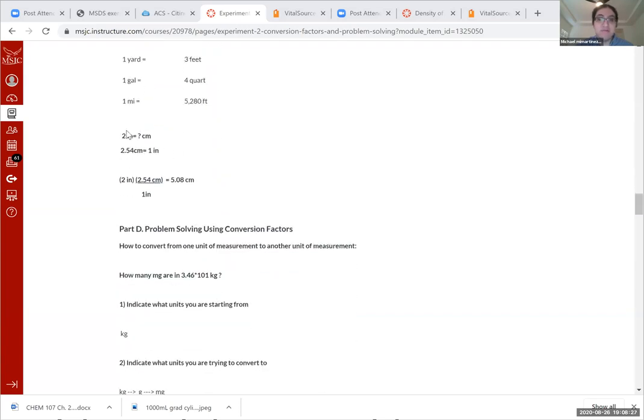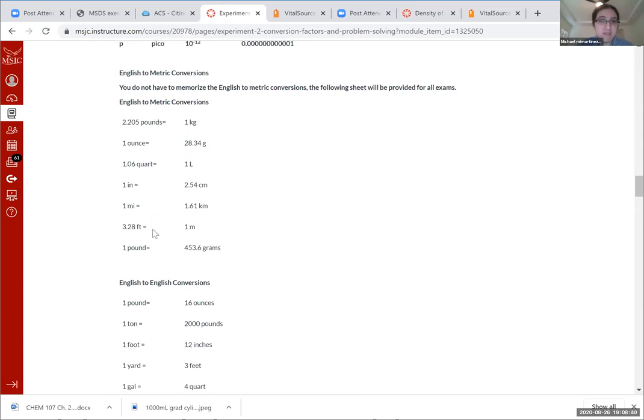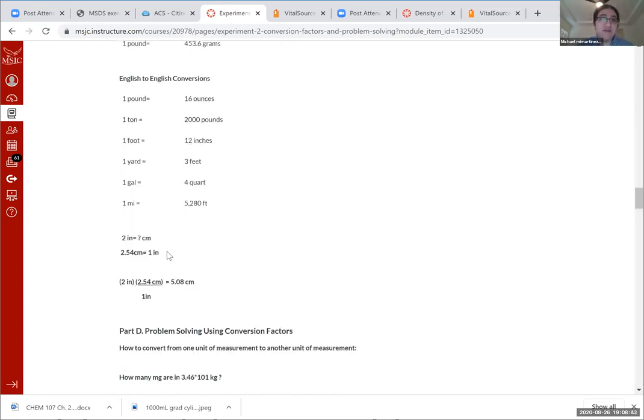To show you an example of how we can apply English to metric conversions, if we wanted to convert inches to centimeters, we know from our table that there are 2.54 centimeters in an inch. Then, to go from inches to centimeters, we write out the equality of 2.54 centimeter per inch times 2 inches. All of these examples are taken directly from our chapter 1 notes, and I have worked examples recorded.